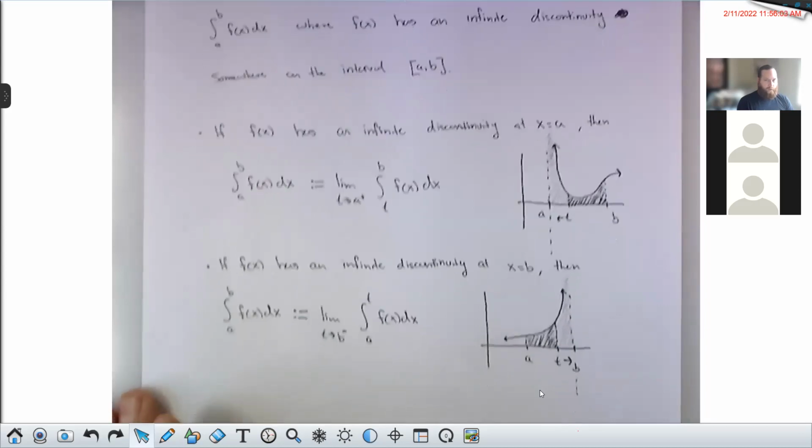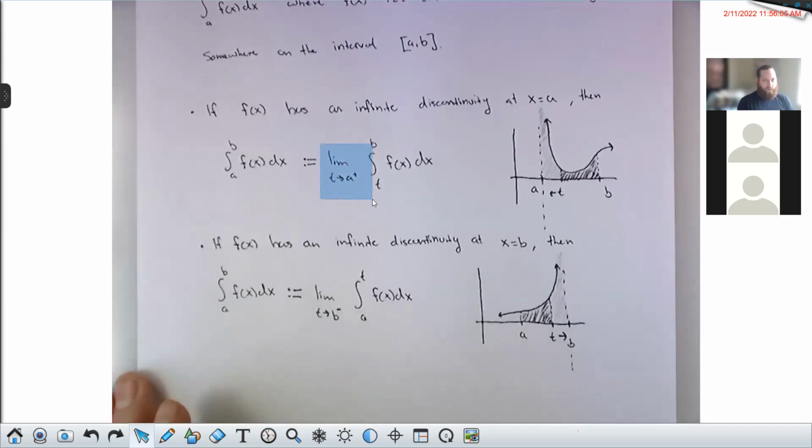So if you're ever doubting which kind of one-sided limit you need here, think about the picture. You could also just memorize that if the problem is at the lower bound, it's going to be a limit from the right. And if the problem is at the upper bound, it's going to be a limit from the left. But I think the picture tells you these things and gives you some deeper insight, and also then you're not taking up precious space in your brain.